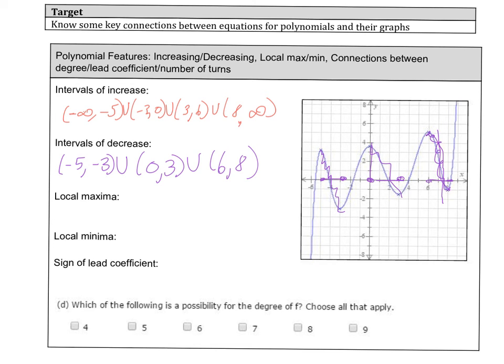Just keep in mind, it's the x values for which the function is decreasing, or the x values for which the function is increasing. The next video will talk about local max and local min. So check it out if the answers don't make sense.